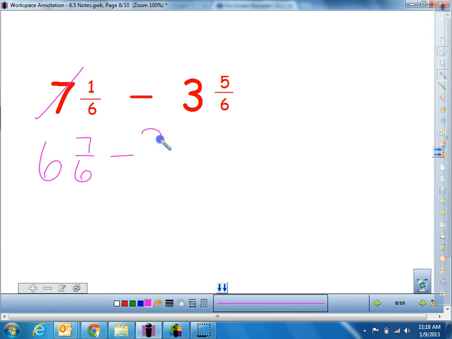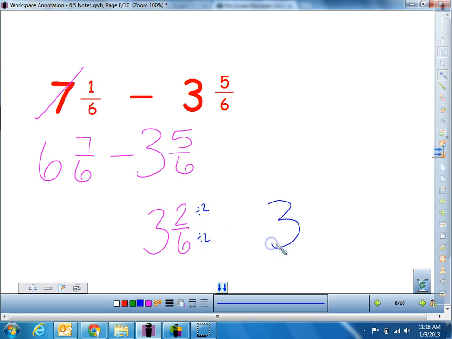And now I can subtract 3 and 5/6. 7/6 minus 5/6 is 2/6. 6 minus 3 is 3. 3 and 2/6. I can go ahead and divide both top and bottom by 2. So I get 3 and 1/3 as my final answer.